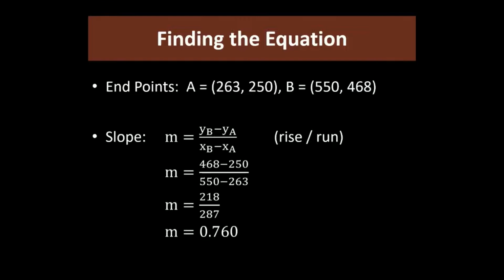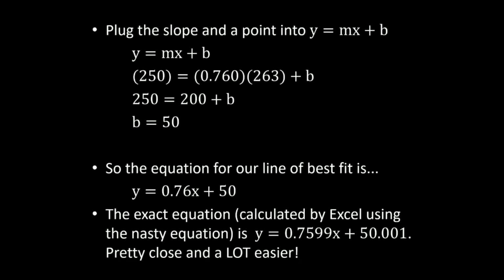Okay, so I have my slope. I then take my slope, plug it into my equation as the m, along with one of the 2 points. In this case, I chose to plug in the x equals 263 and the y equals 250, and solve for your b. Once you have that, you've got the equation of your line of best fit. In this case, mine's 0.76x plus 50. Yours might be a little bit different. I should point out that the slope for yours should be probably fairly close to mine. The intercept may not be.